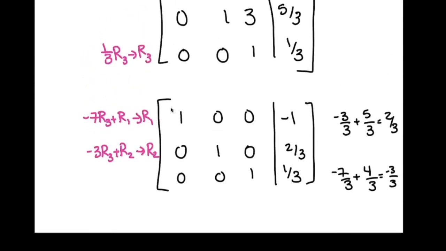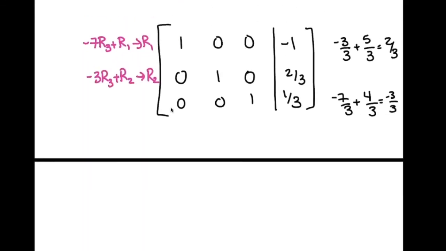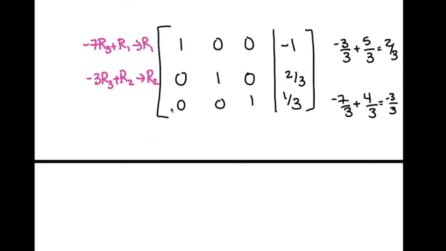All right. Let me move up. So reading my matrix then, the X spot is negative 1. So this is telling me X equals negative 1. Y spot 2 thirds. And then the Z spot is a 1 over 3.